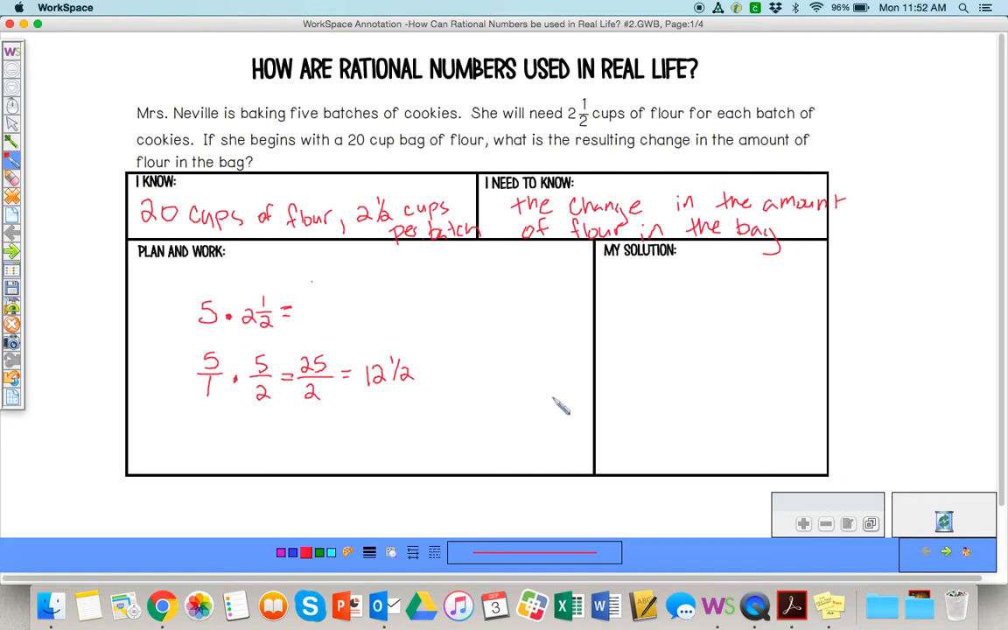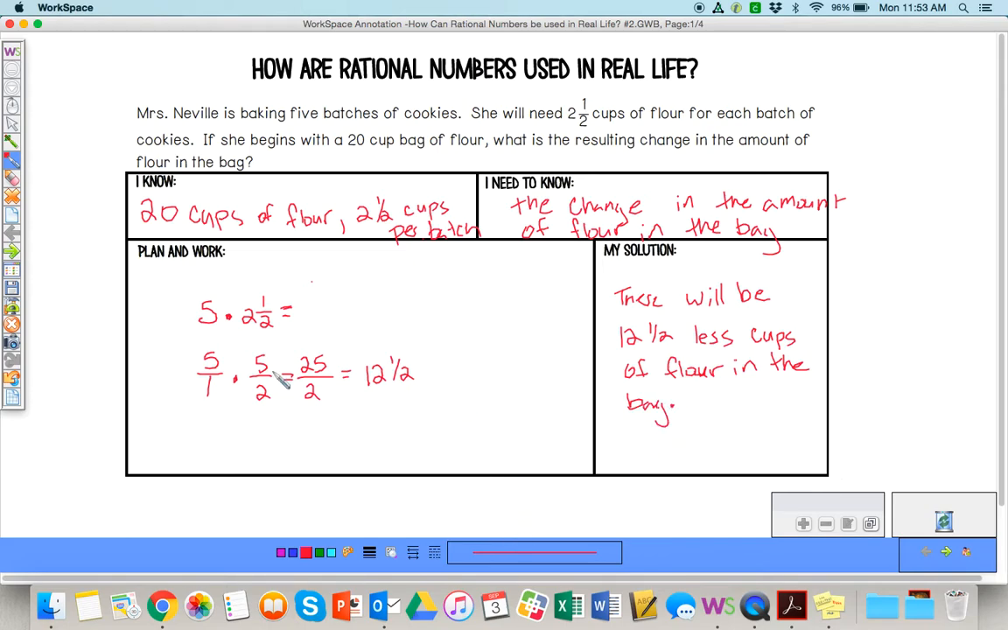So that means that when she is making these cookies, she's using 12½ cups of flour. Okay, so the change is there will be 12½ less cups of flour in the bag.